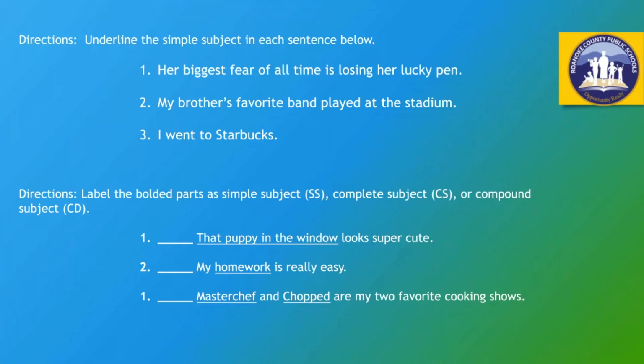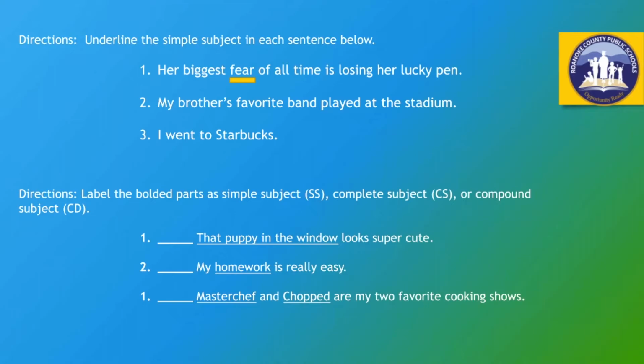Okay, let's do some practice here. We are going to underline the simple subject. Her biggest fear of all time is losing her lucky pen. What would the simple subject be? This one's a little tricky because you're looking for an abstract noun. It's fear, okay? Because she fears losing her lucky pen.